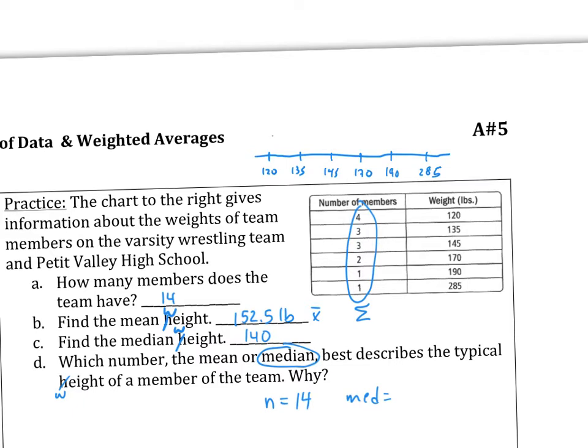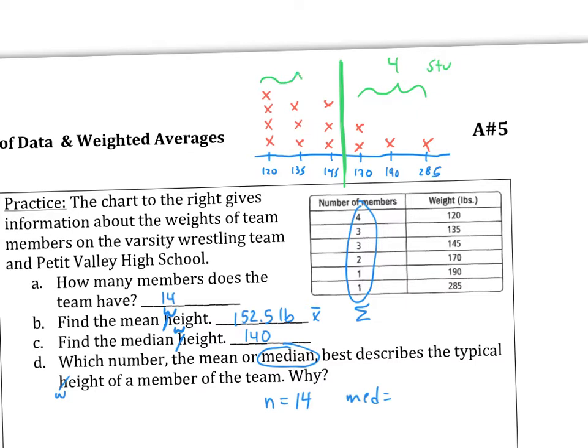Notice with the 120, I've got 1, 2, 3, and 4. And then with the 135, I have 1, 2, and 3. Same thing with the 145. With the 170, I have 2. Next, I have a 1 and a 1. And if I were considering what my average or my mean is, notice where the mean is, 152. 152 is somewhere here. But look at the vast difference. There are only 4 students here.